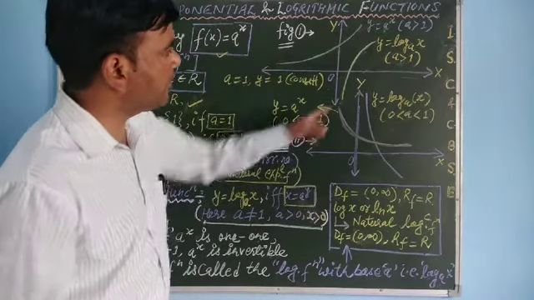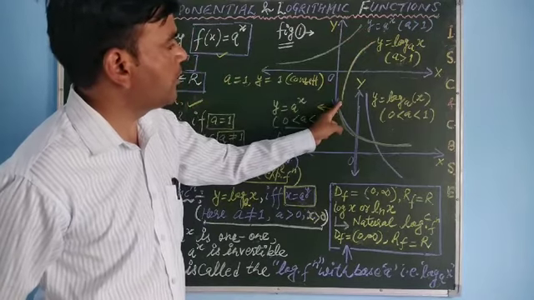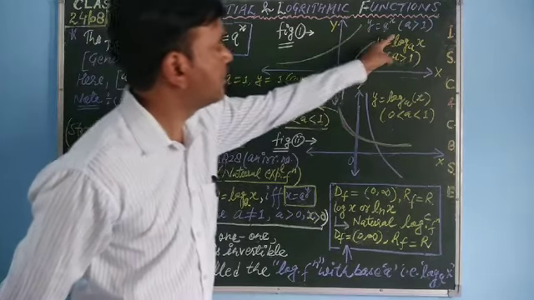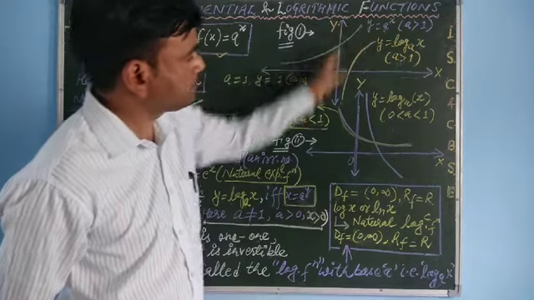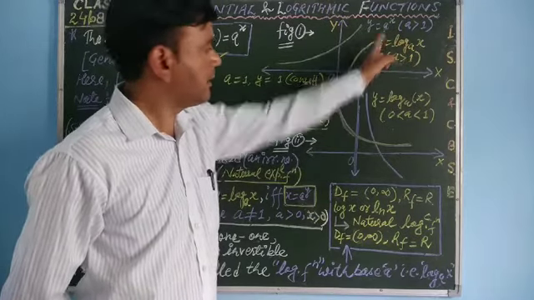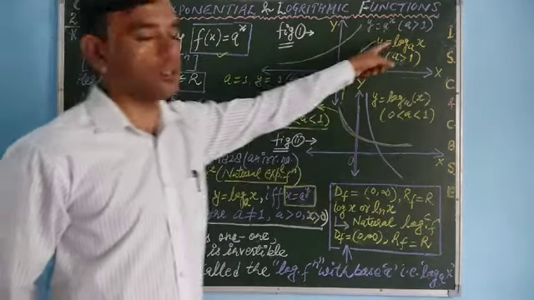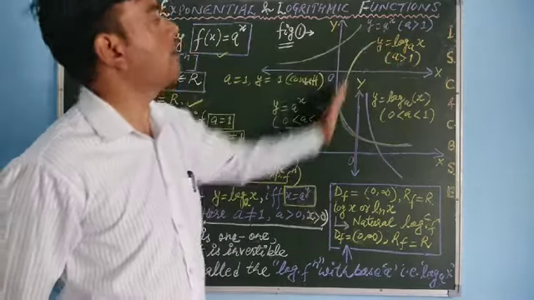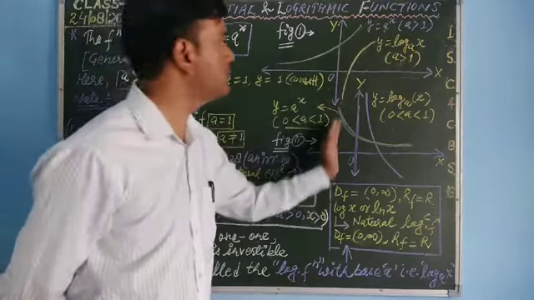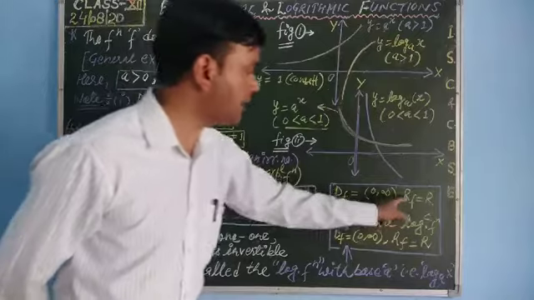Now see the graph here. The graph is like this. When the value of x is increasing, the value of y is also increasing. It means it is always strictly increasing from negative to positive. The value of the logarithmic function is always a real number from negative to positive, meaning this whole line. So minus infinity to infinity means real numbers. That's why the range is real numbers.